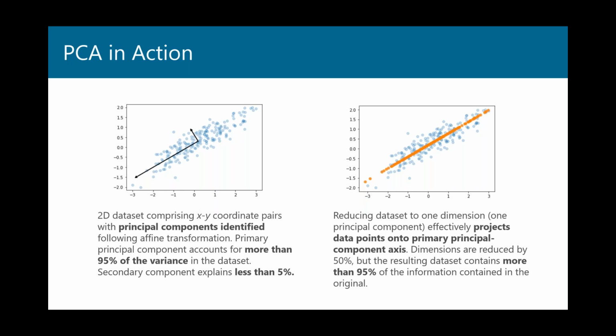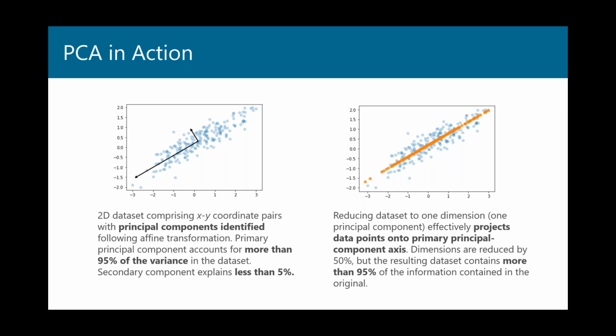If I ask PCA to reduce this two-dimensional data set to 1 dimension, it finds those two principal component axes, and then it eliminates the one that contains the least information, the one with less variance. The effect of that is shown on the right. By getting rid of that short principal component axis, we're effectively projecting all those data points down onto the primary principal component axis. So we've reduced the number of dimensions by 50%. We've gone from 2 dimensions to 1, but you can see with those orange dots, we've retained most of the information in the data set.